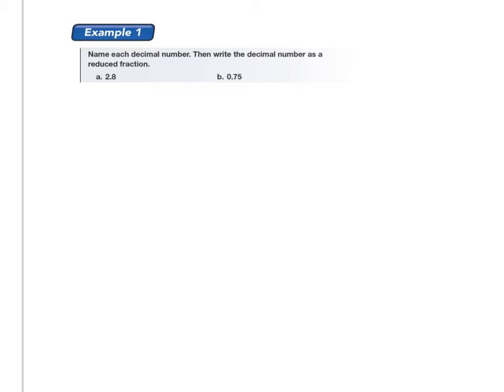So let's get moving on to the examples. Example 1 says, name each decimal number, then write the decimal number as a reduced fraction. Okay, well, name each decimal number means to actually write it like you should read it.